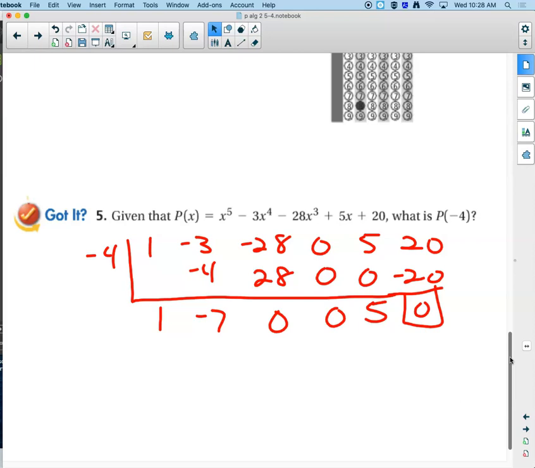So what's our answer? 0. Again, that is so cool because we would definitely use a calculator. We'd have to use parentheses to do negative 4 to the fifth minus 3 times negative 4 to the fourth minus 28 times negative 4 to the third plus 5 times negative 4 plus 20. It takes longer to punch it in than it does to just do the math with that man-made synthetic division. Super cool. That's what we had to learn today. That was our objective. And it looks like everybody in here is just cruising on it.